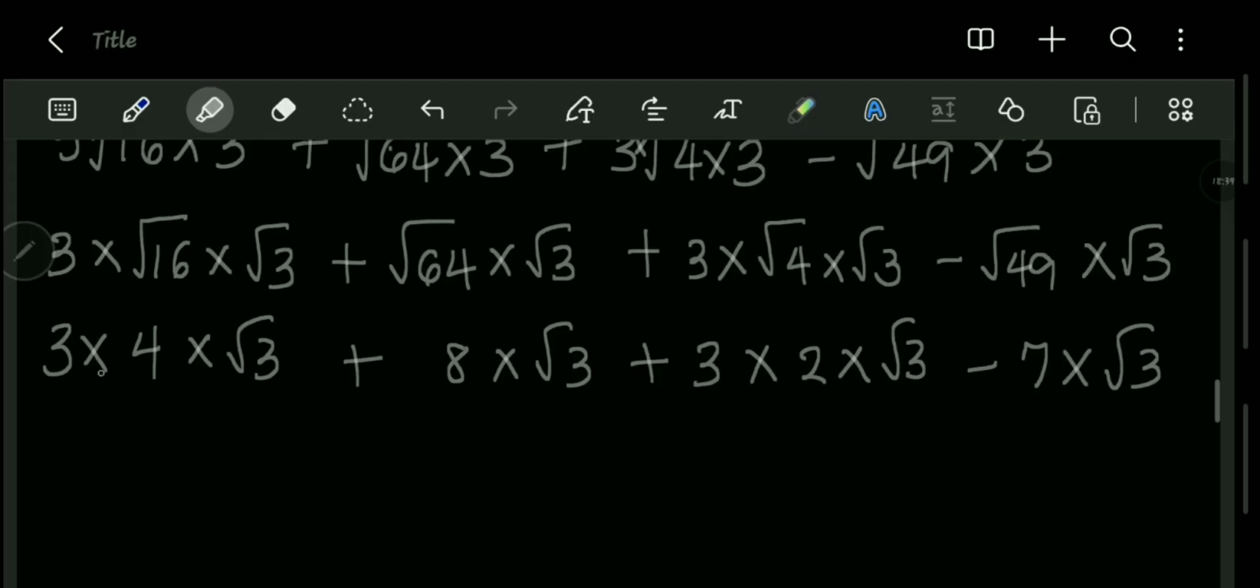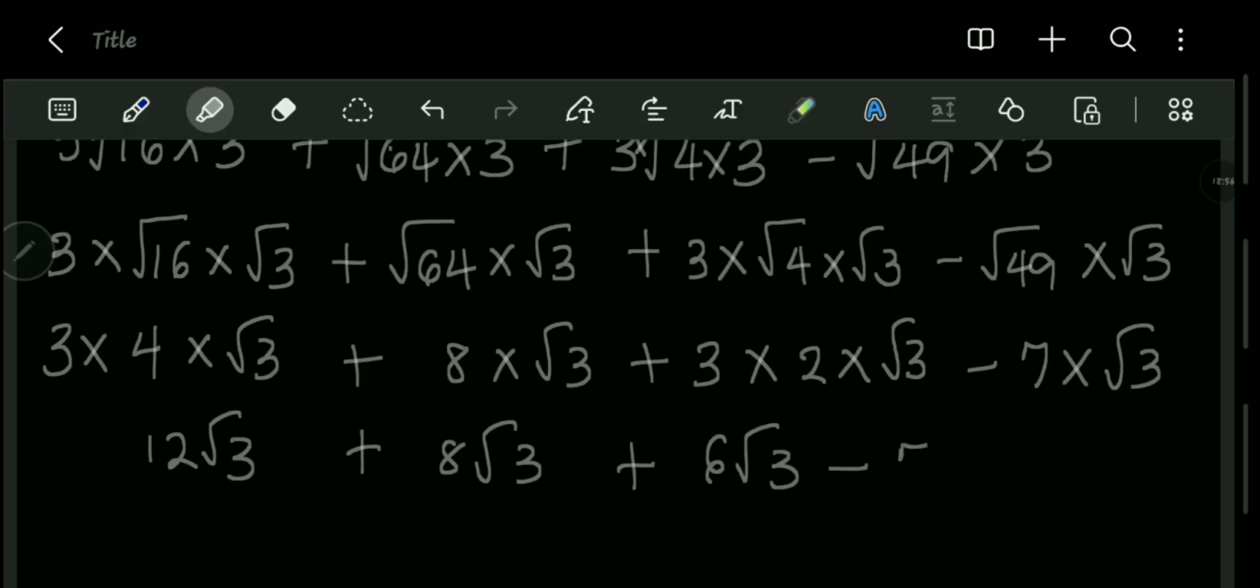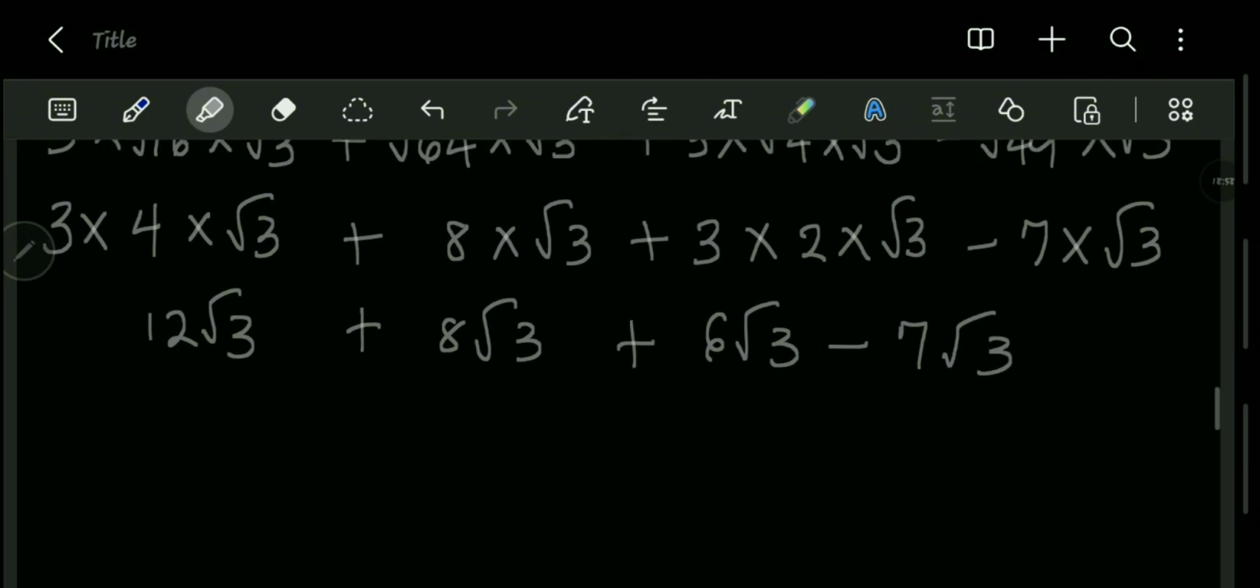If you multiply all this together, 3 times 4 is 12, so we have 12 surd 3 for this one. Plus this is 8 surd 3. Plus this is 6 surd 3. And minus 7 surd 3. So what do you observe? Each of them has surd 3, surd 3, surd 3, surd 3. They are all like surds. So you can simplify all of them together: 12 plus 8 is 20, 20 plus 6 is 26, and 26 minus 7 is 19 surd 3. And that's the answer to that problem.